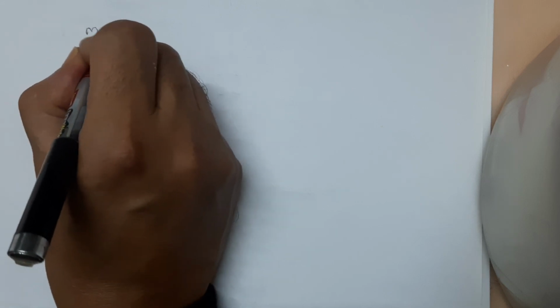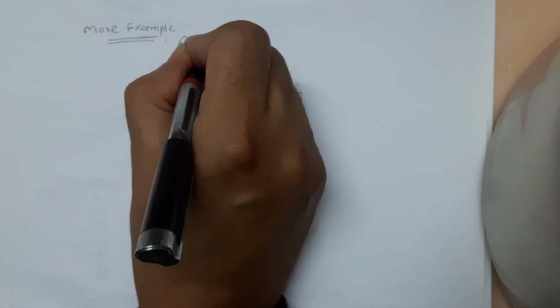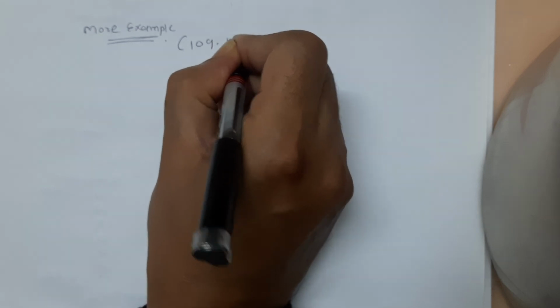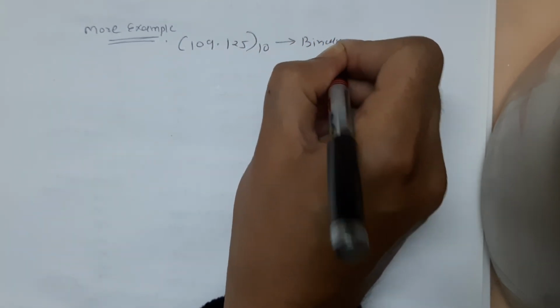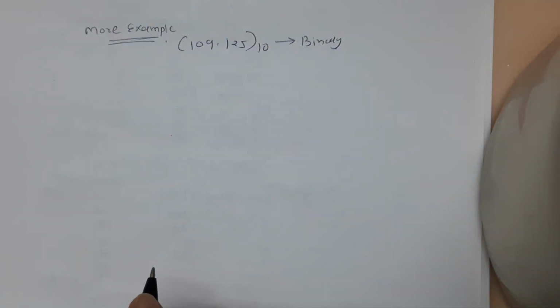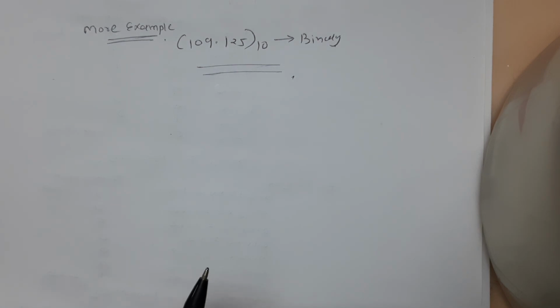One more example. This is your practice. Convert 109.125 decimal into binary. And I will give more examples. Convert this number into binary. So that's all.